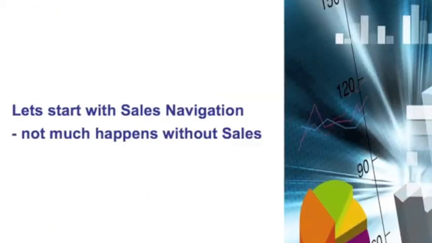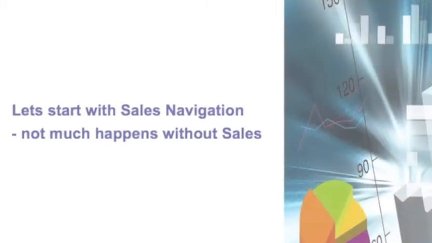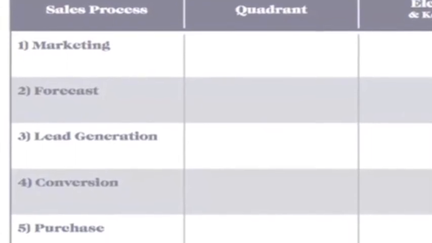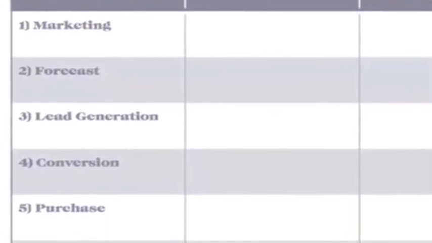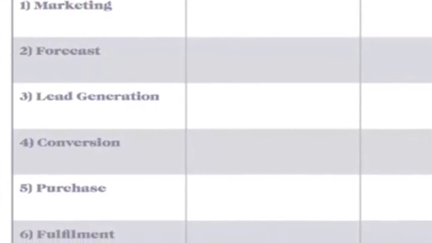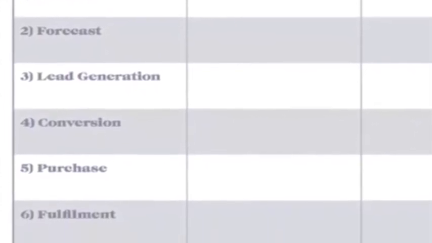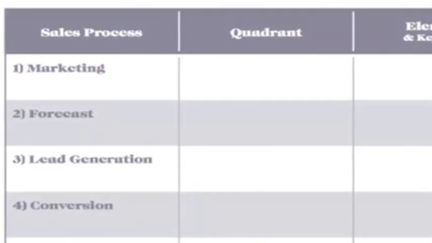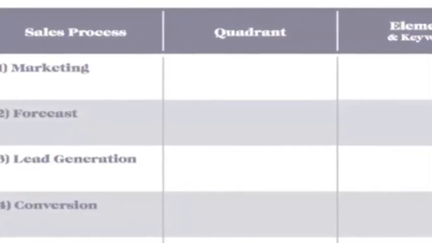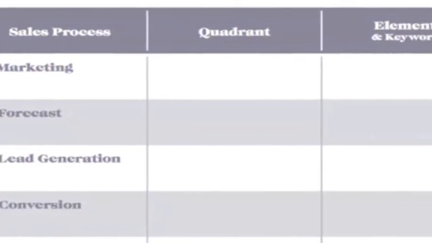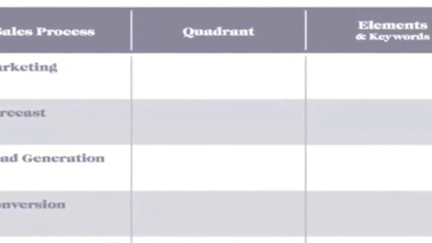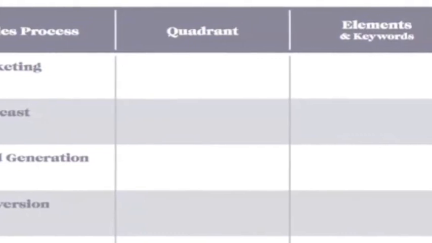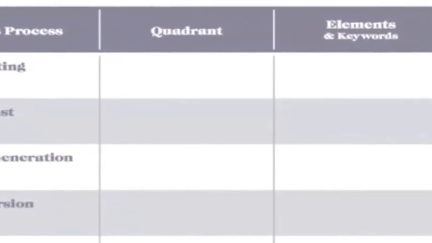Let's start with the sales navigation log, because when you think about it, it's where business starts. Not much happens without sales. If you've got no sales, you haven't got a business. And what we see here is that down the left-hand side we have drawn up a typical set of sales steps or sales processes from one end of the sales cycle to the other. For each process we identify which quadrants we feel contain elements relevant to that specific process, and these are followed next by those elements themselves.